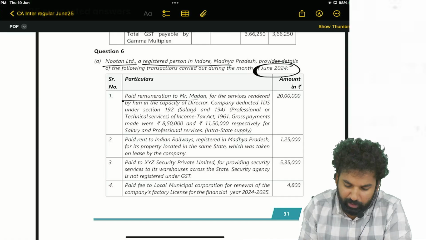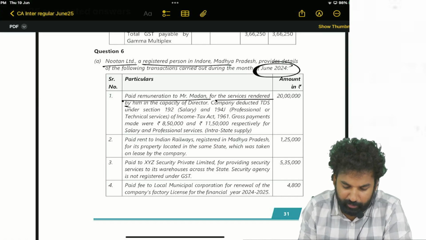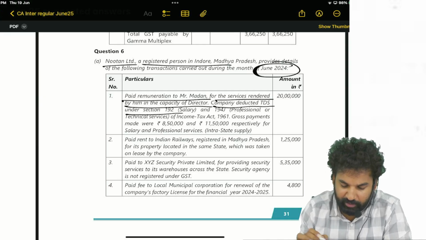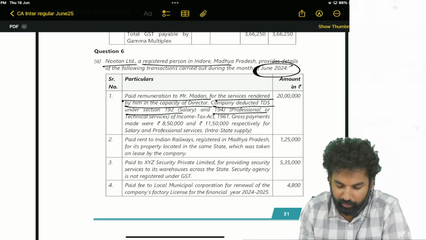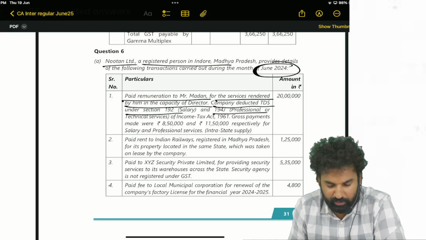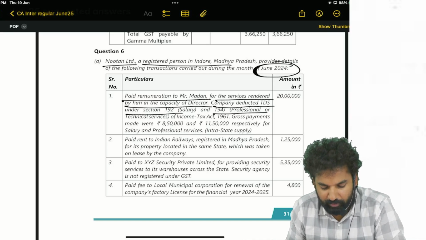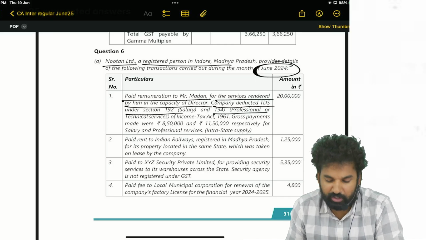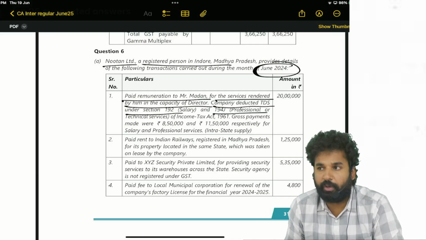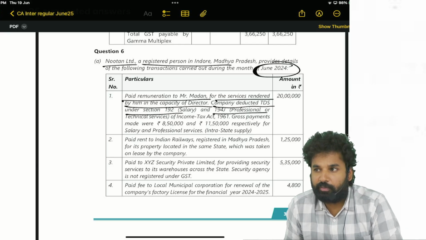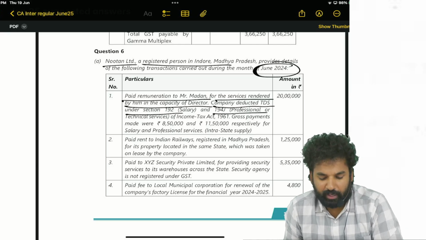Right, paid remuneration to Mr. Madan for services rendered by him in the capacity of director. Company deducted TDS under section 192 salary and 194 professional or technical fees or services of Income Tax Act 1961. Gross payments made were 8 lakh 50 and 11 lakh 50 respectively for salary and professional services. You got this point? Okay, for director 8.5 lakhs they are paying as salary. 11 lakh 50,000 they are paying as professional fees.